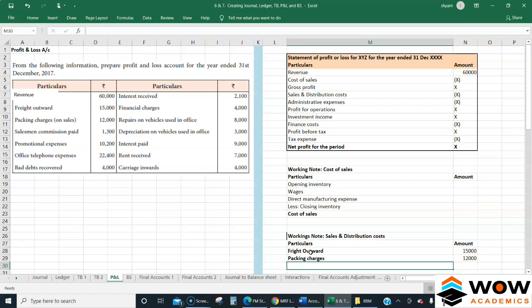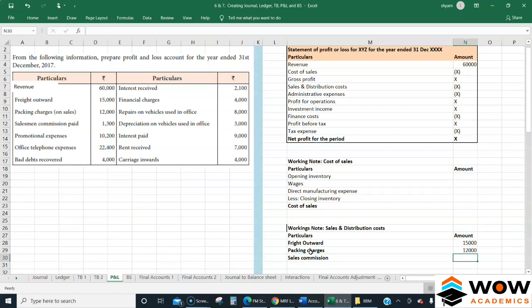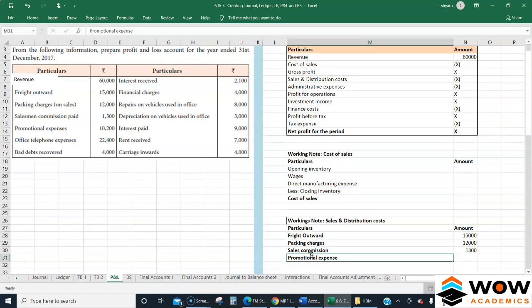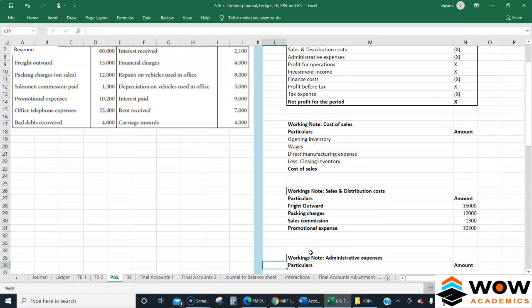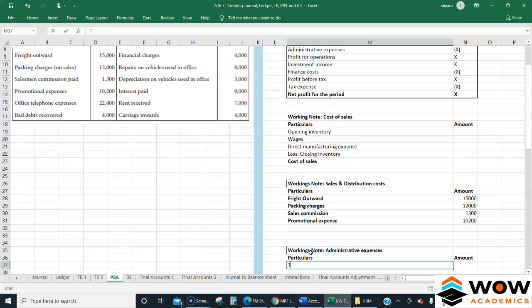So the next one is also sales commission. Next is again promotional expense. So next is office telephone expense. So office telephone expense is an administration expense.